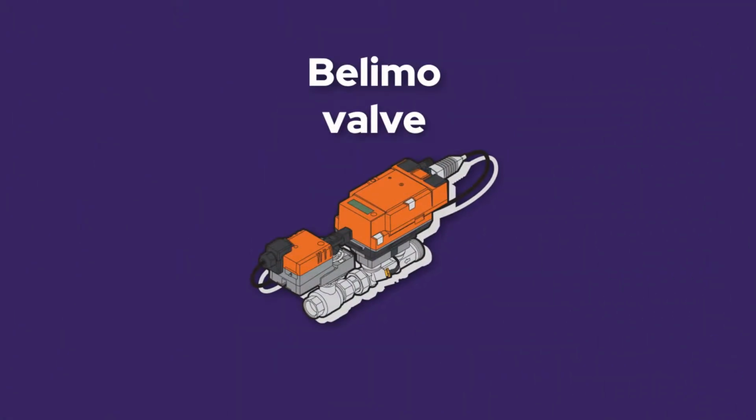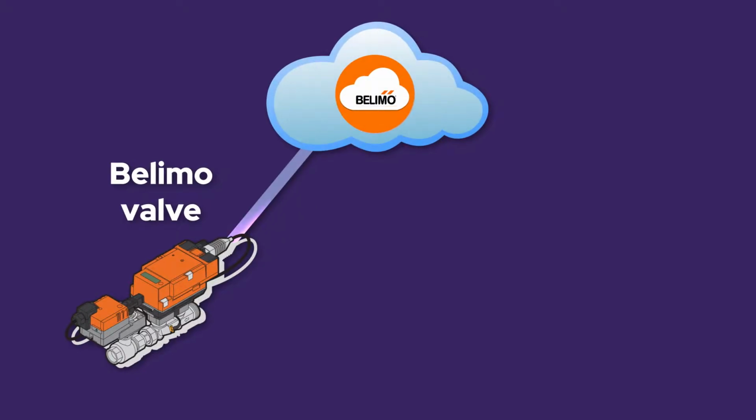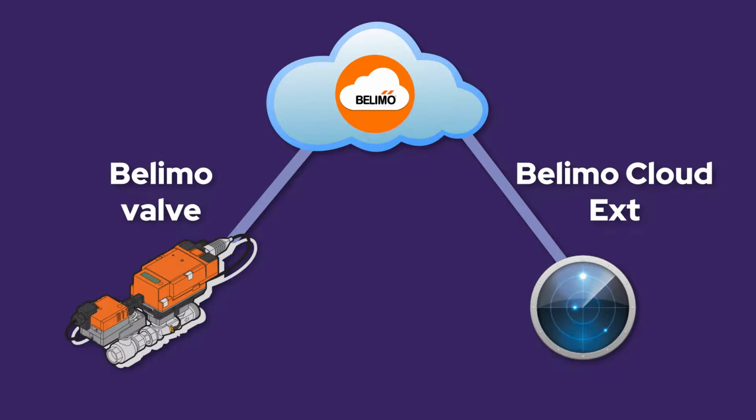This is made possible by using a Belimo Energy Valve, which sends data to the Belimo Cloud, where that data will then be stored and sorted. Then, using the Belimo Cloud extension in SkySpark, you can view, analyze, and control your data remotely. We'll now quickly demonstrate how to install this extension and how to get started.